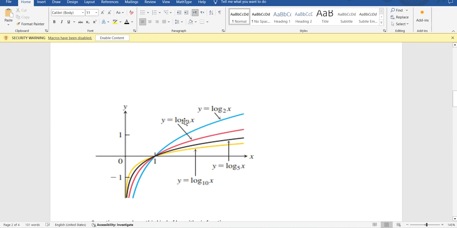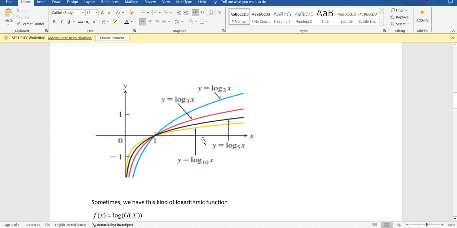Let's discuss this graph. This graph is really important in today's lecture. For example, I have y equal to log with base 10 of x. As the base is increasing, and this idea is really important, the function is gonna push toward the x-axis. As you see, it's gonna push toward the x-axis. And from here, the yellow function is gonna push toward the x-axis.